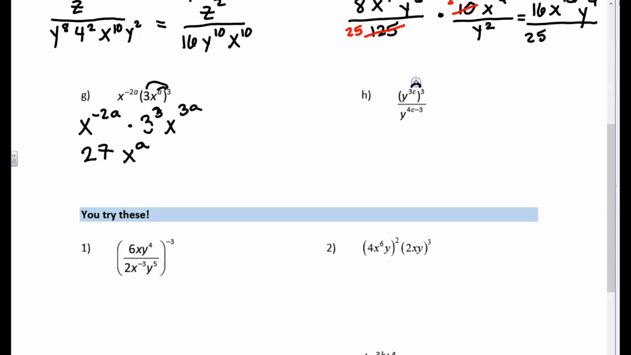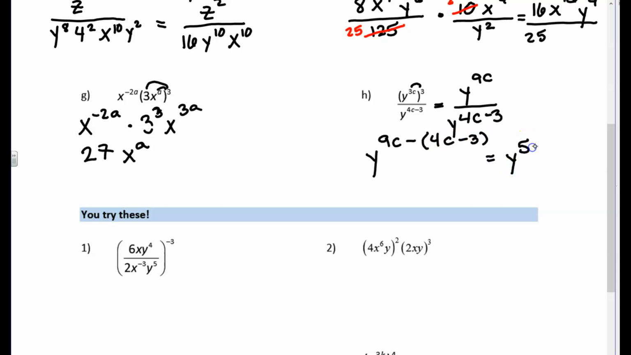Here, we're going to first do power to a power. So I get y to the 9c over y to the 4c minus 3. Because I'm dividing, I'm going to subtract my exponents. This becomes y to the 9c minus, put in parentheses, guys, otherwise you'll make a mistake. We distribute that negative, so I get y to the 5c plus 3. Being careful with that negative.